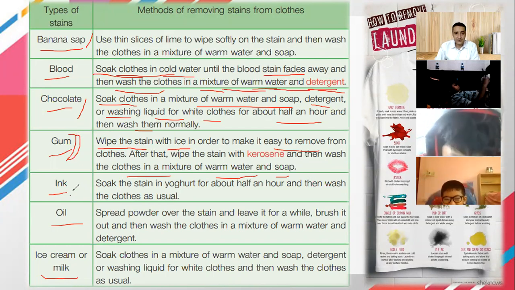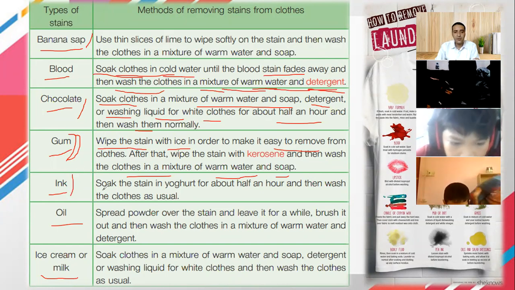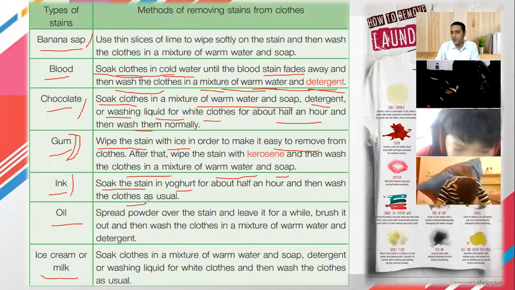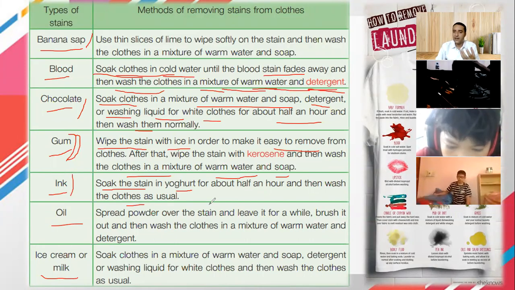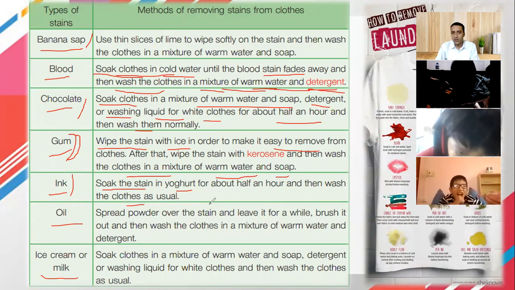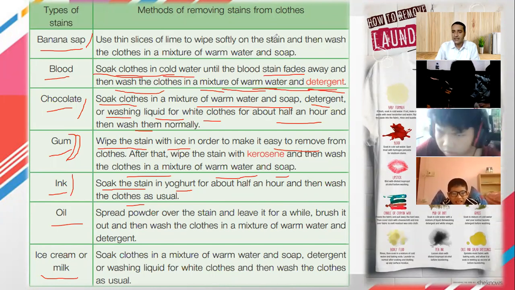Now, number 5, ink. If we have an ink stain on our clothes, what do we have to do? Soak the stain in yogurt for about half an hour and then wash the clothes as usual. For example, the best formula for an ink stain is to soak the stain in yogurt for about 30 minutes. After that, we are going to wash normally. It will help to remove the ink out of our clothes.